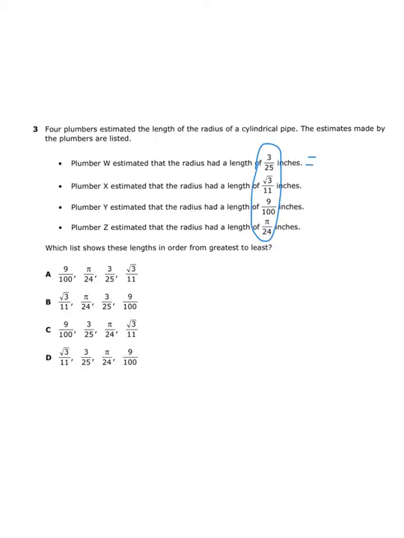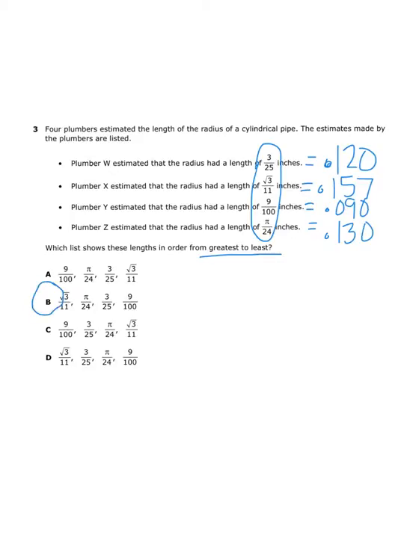So first you have to change them all to decimals and line them up by the decimal point. Like that. And once you do that, you compare it based on the place value. So you're going from greatest to least. And when you put them in order from greatest to least, you should end up with letter B.